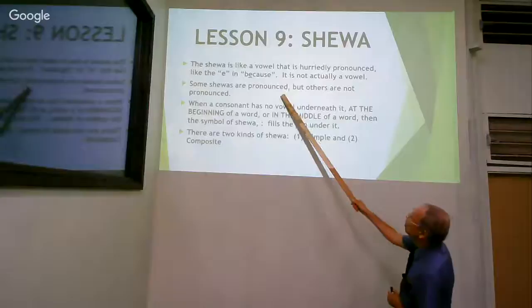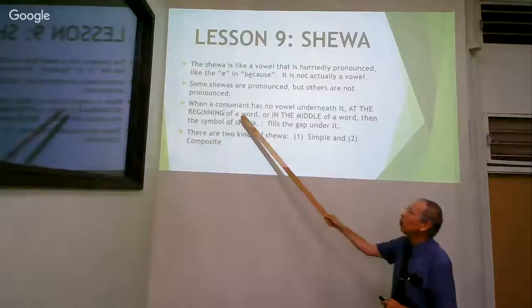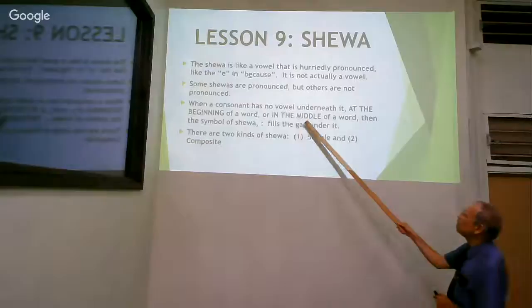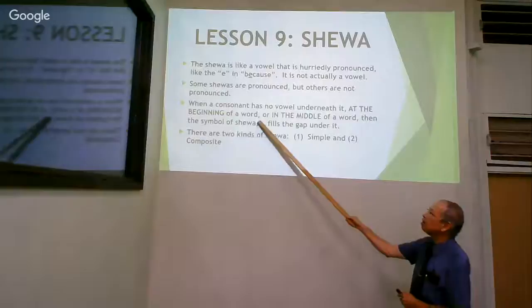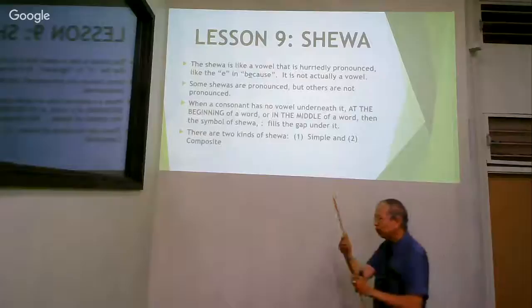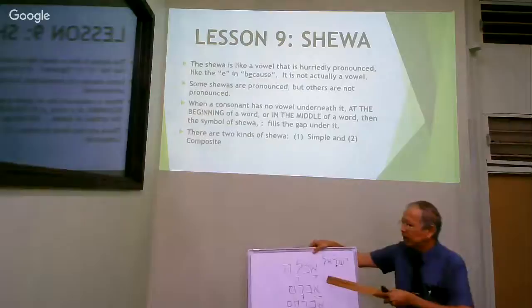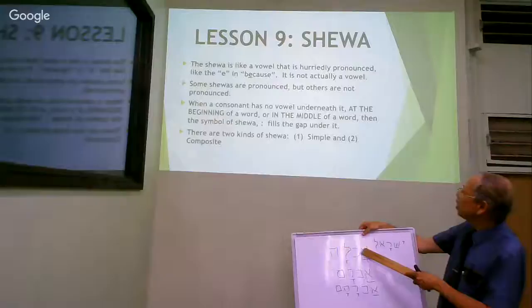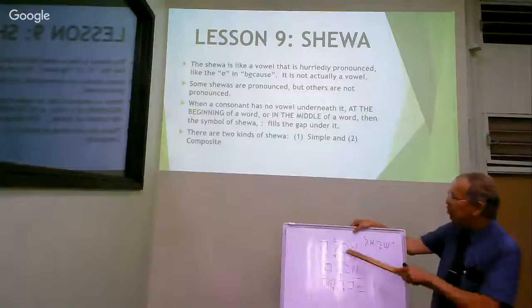Okay, so some Shewas are pronounced, but others are not pronounced. When a consonant has no vowel underneath it at the beginning of a word or in the middle of a word, then the symbol of Shewa fills the gap under it. Okay, that is what I have shown you. That's what I've illustrated.